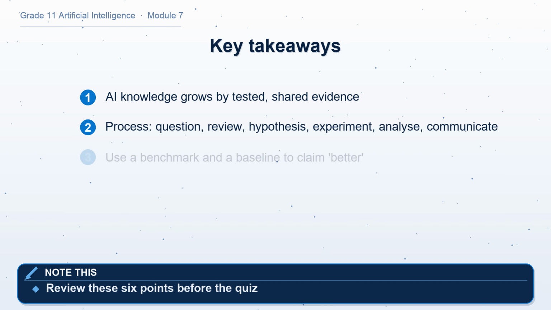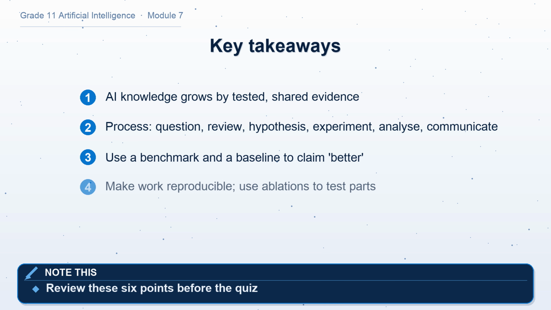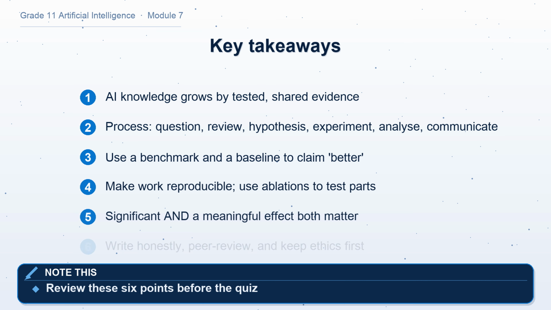Make the work reproducible, and use ablations to test which parts matter. A result should be both statistically significant and large enough to matter. And throughout, write honestly, welcome peer review, and keep ethics first. Now let's check your understanding with 3 quick questions. Here is the first question.